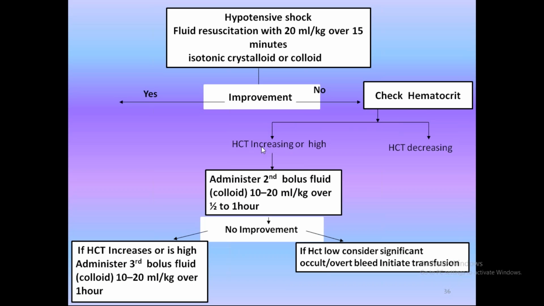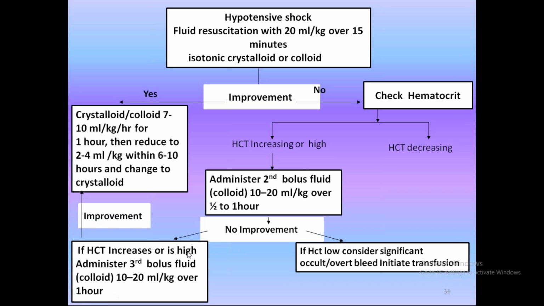If the PCV is increasing or high, we can administer a second bolus of fluids. Usually we prefer colloid here because there is hypovolemic shock and hypotension, so we have to act rapidly. 10 to 20 ml per kg over half an hour to 1 hour. Colloid we can give slowly, and we will assess. If there is no improvement and hematocrit is still high, we can administer the third bolus of colloid, 10 to 20 ml per kg over 1 hour.